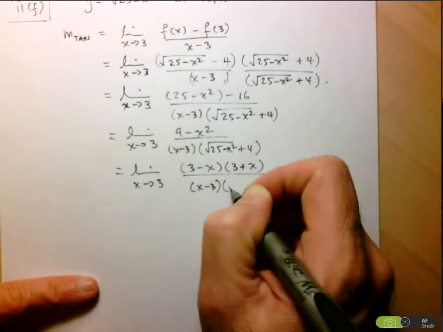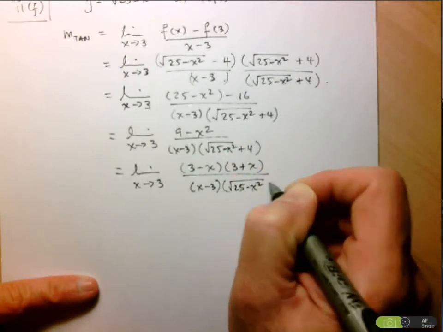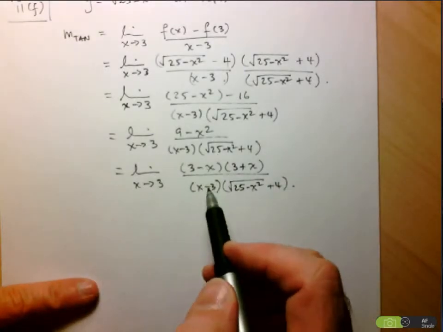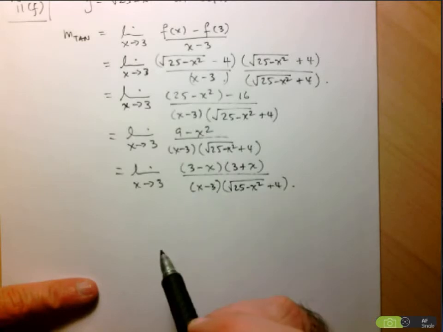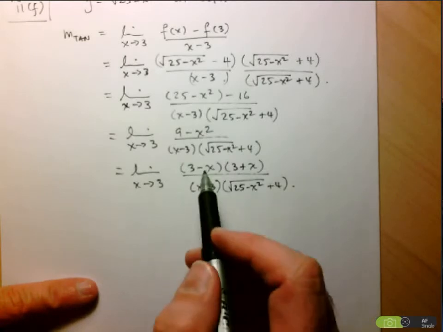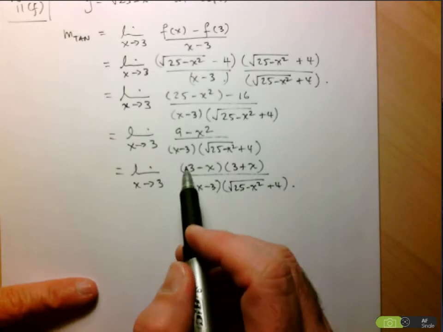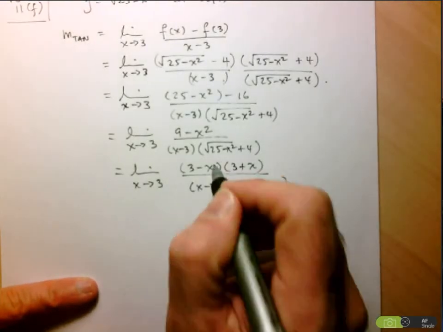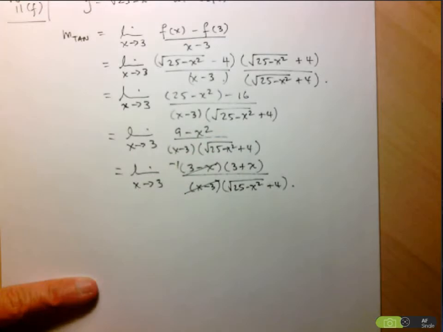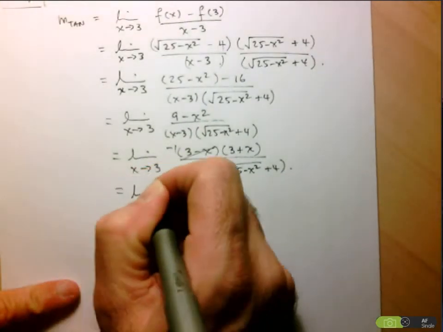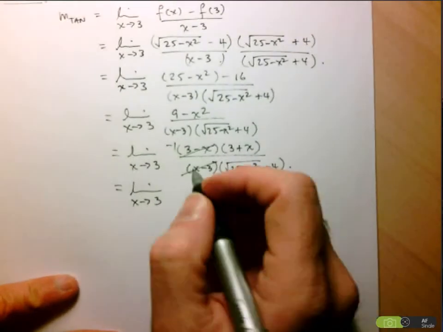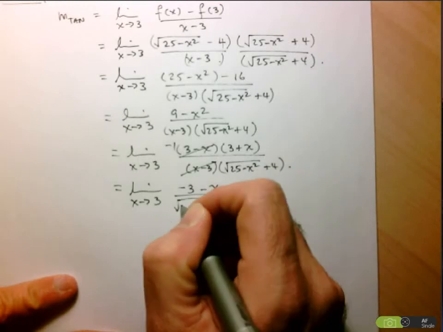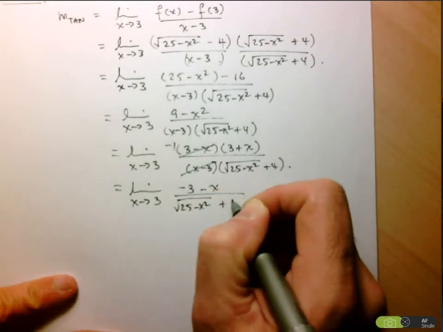I'll be good here and actually write out everything in the bracket. Here we see that 3 minus x and x minus 3, when we divide those two, just give us negative 1. Remember, if I were to factor out a negative 1 from 3 minus x, I would get negative x minus 3. So these two expressions reduce to negative 1. What we're left with in the end is the limit as x approaches 3 of negative (3 plus x) all over the square root of 25 minus x squared plus 4.